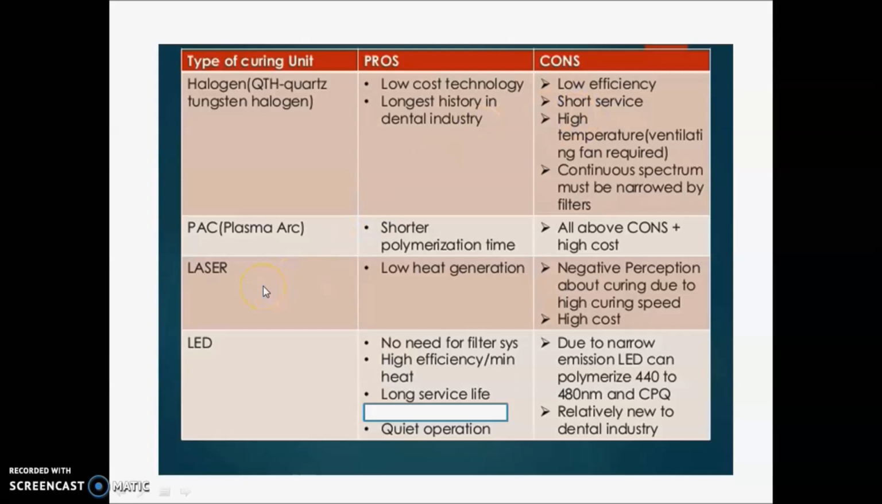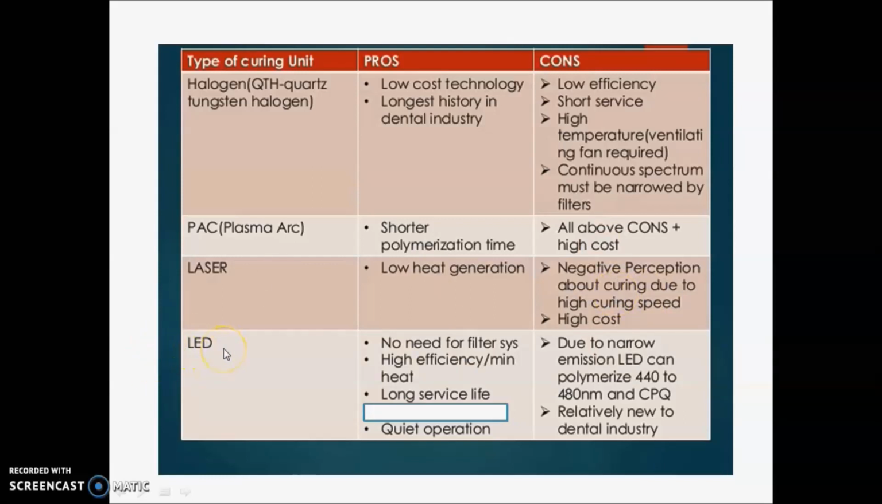Then we sometimes use laser also for the curing. The laser used for the composite is your argon type of laser. They have very low heat generation. The disadvantage is that the high cost is there, and they will generate very high energy, around 200 to 300 milliwatt, which will be detrimental to your pulp.